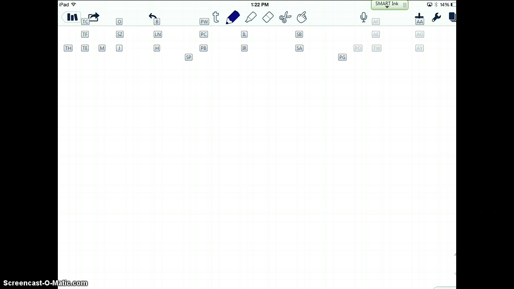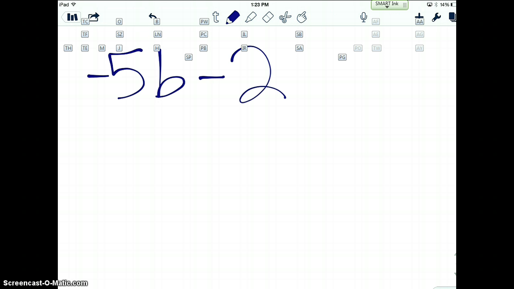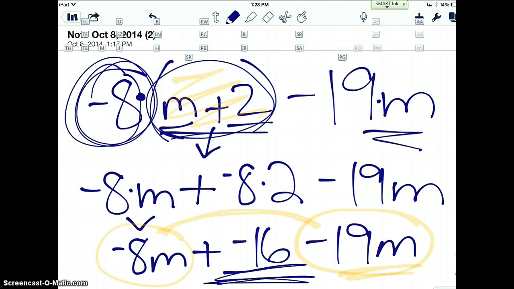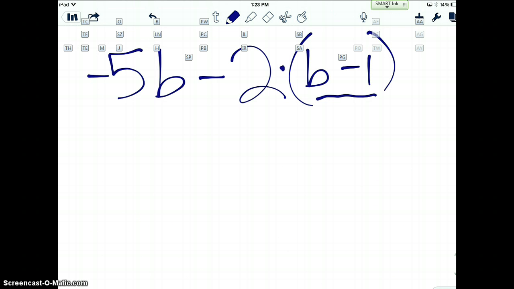So let's try one more that you were supposed to try on your own. And that was number 27. So -5b minus 2 times the quantity of b minus 1. Now this one, again, I have same thing, parentheses, can't do anything, go to multiplying. I have this right here being multiplied with that quantity. Now this one's trickier because in the last problem we had -8 being multiplied with the quantity. In this problem, what is being multiplied with that quantity? So you're like, well, is it a 2 or is it a -2?